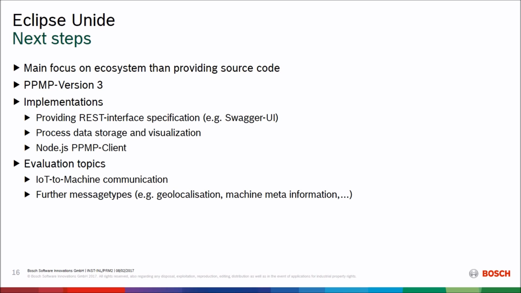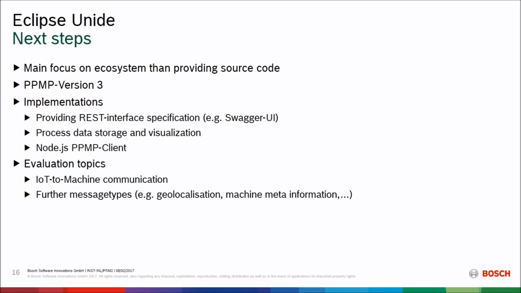And what is also a next step is providing new implementations like a REST interface specification, like Swagger UI, to have a better overview over the existing endpoints and how PPMP should look like. We want to have better process data storage and visualization. And maybe we want to have a Node.js PPMP client to send and simulate data to a specific endpoint when you want to implement PPMP in your own IoT solution.